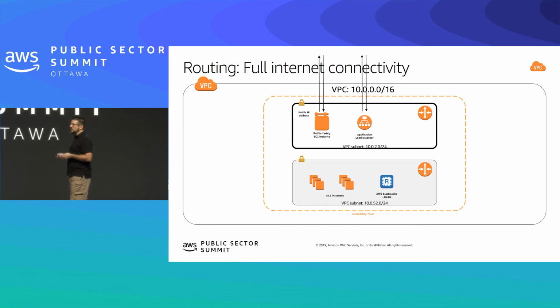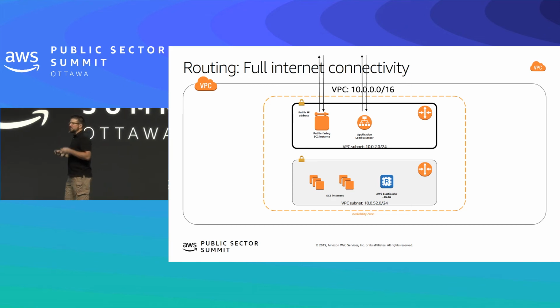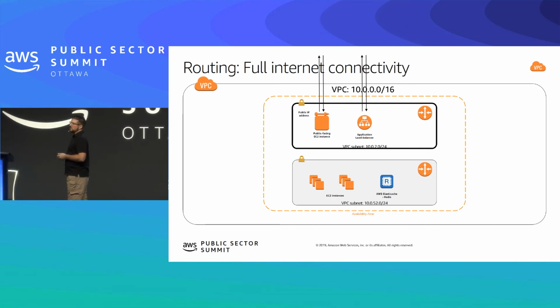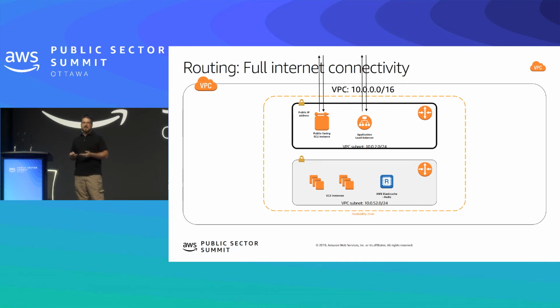But if we looked at the upper subnet, which sometimes we refer to as a public subnet. Public subnet is a little bit confusing because it's actually not a feature of a subnet to be public. The thing that makes a subnet public or not is that route table entry.